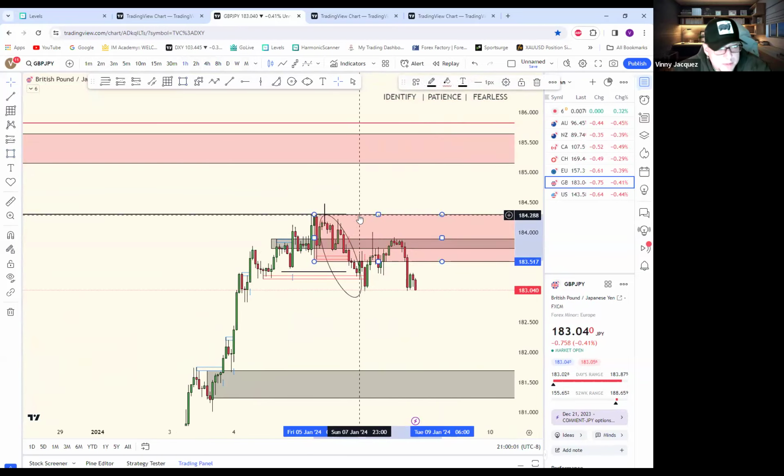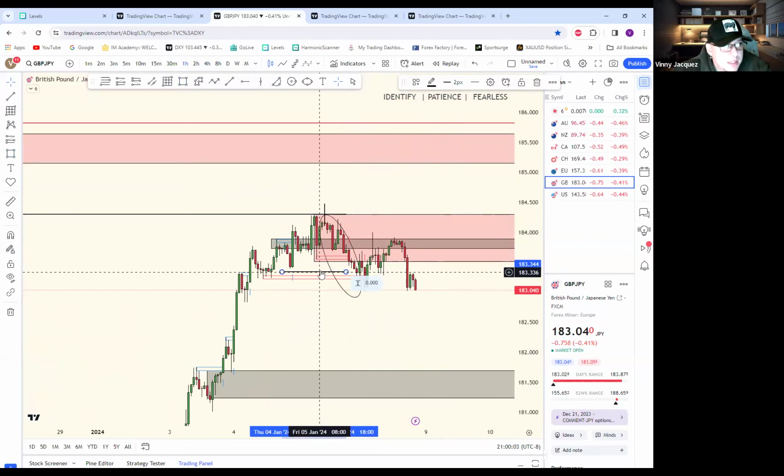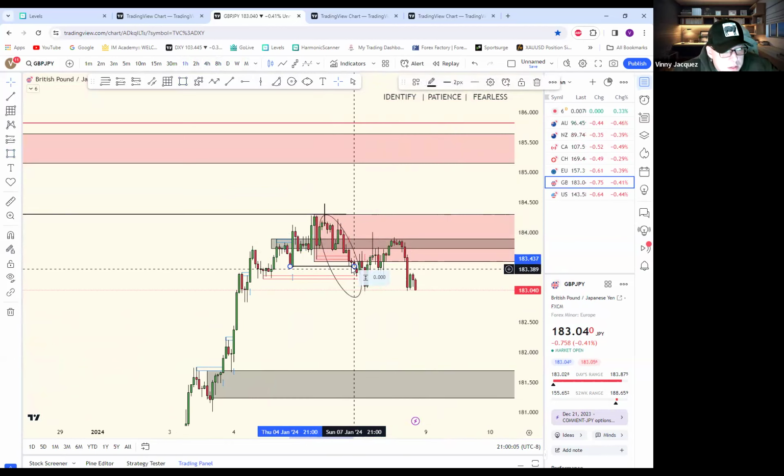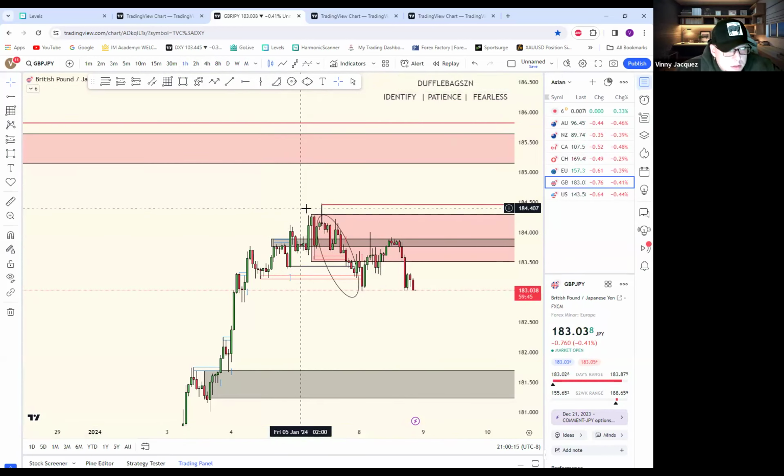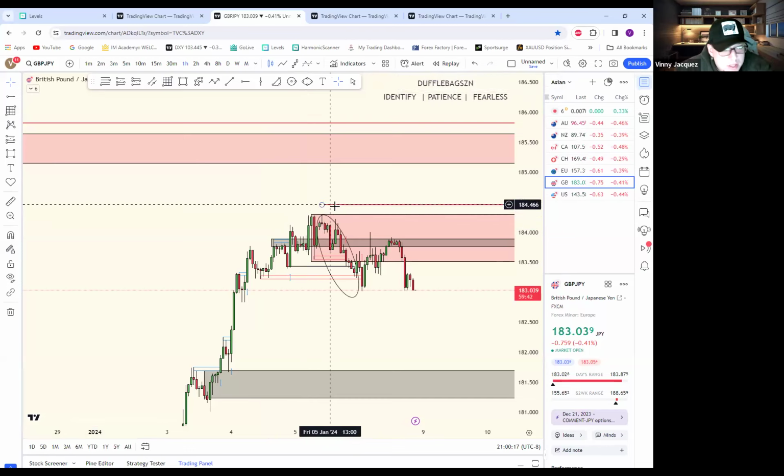He waited for his confirmations. This was the daily, I think, or 4-hour. Nice change of character. He has his shoulder marked up. I'm not sure where his stop loss was, but definitely stop loss above the high. Oh, that's not even the high. That's the wick I drew, huh?